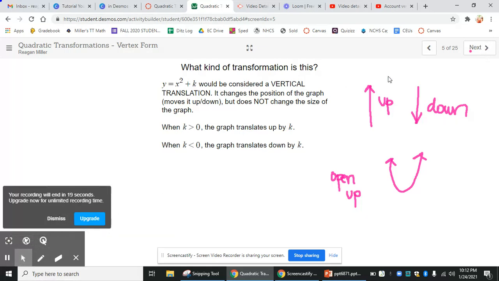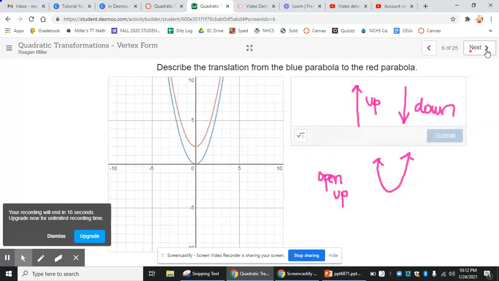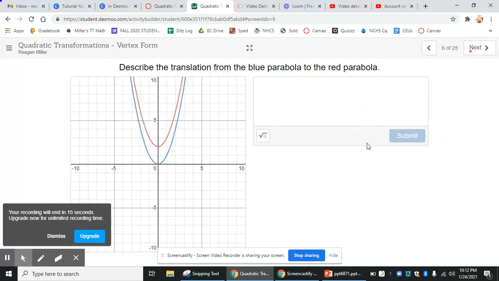Then you can continue through the activity to see the different transformations, and in this case a translation. Here you're going to look at the blue parabola and see how it moves to the red. So pay attention to the vertex when you do this.